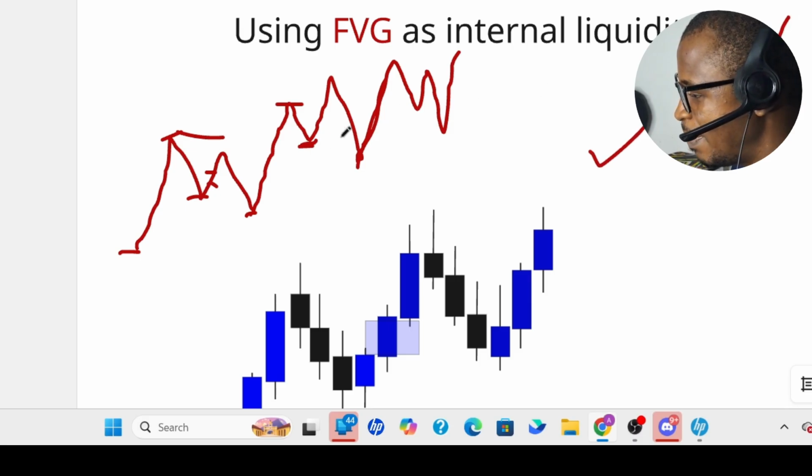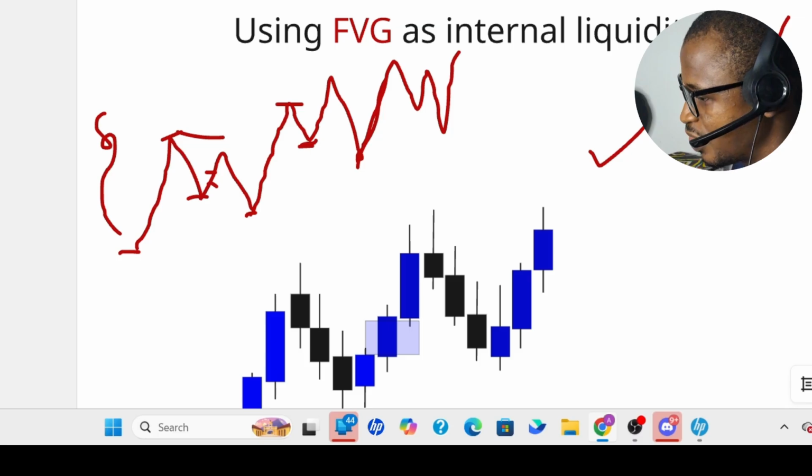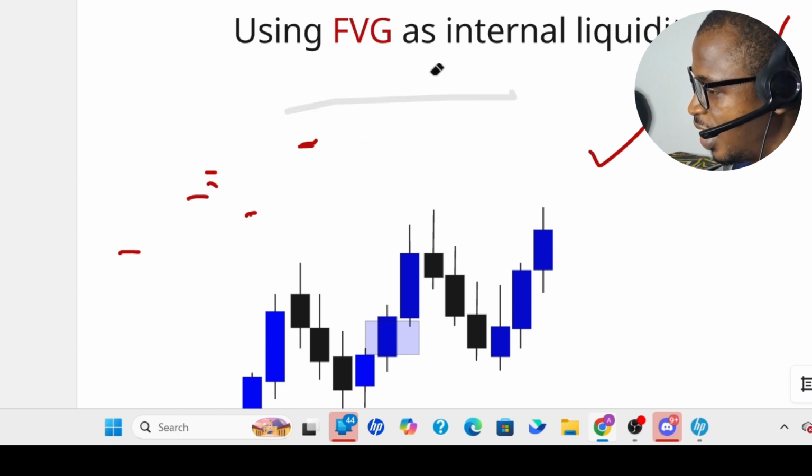And if you understand the mechanical way that the market moves, you are going to be far ahead of people. So let me show you how you can utilize the fair value gap as your internal liquidity in the market. Since you understand the concept of internal liquidity now, let me show you how you can use it on your chart effectively.